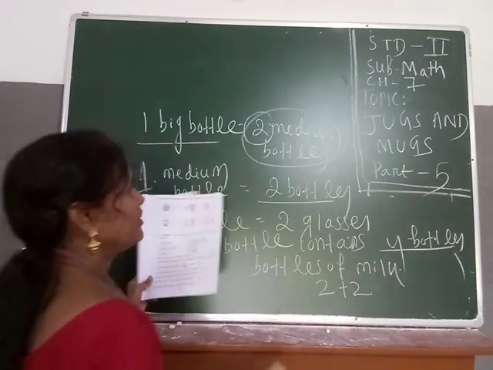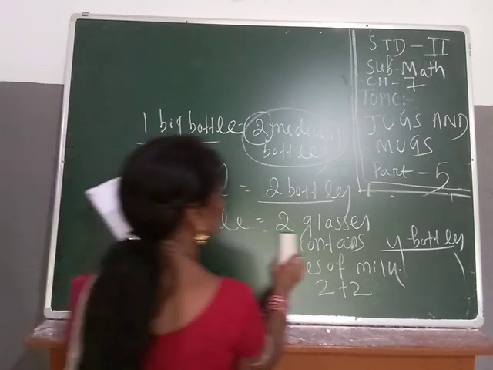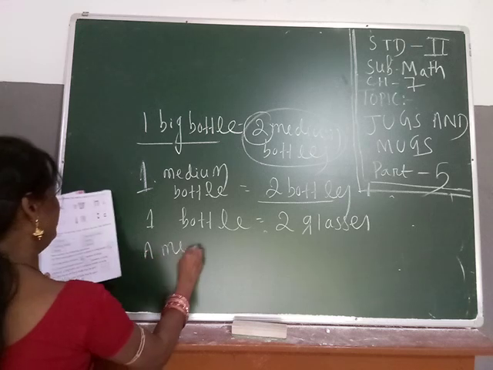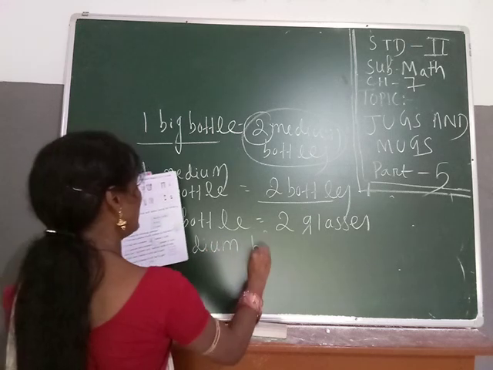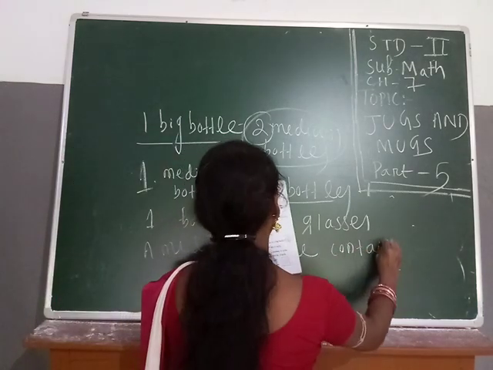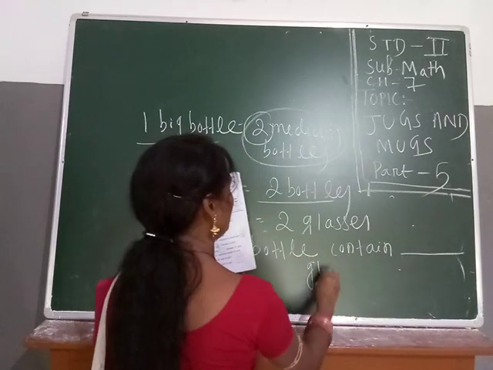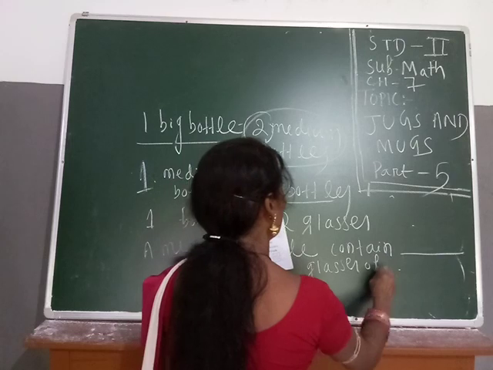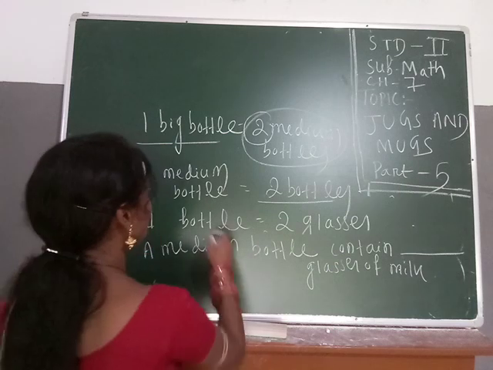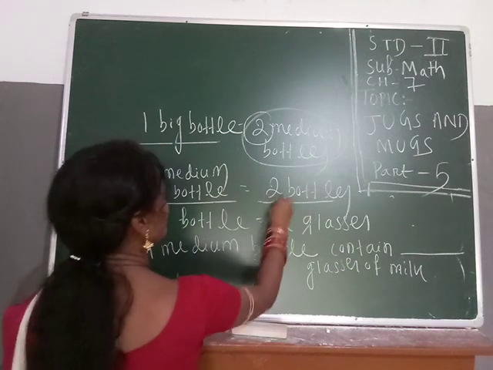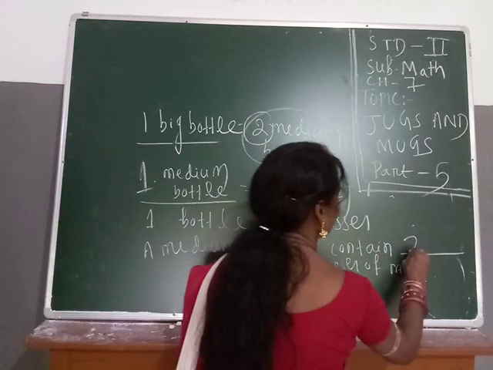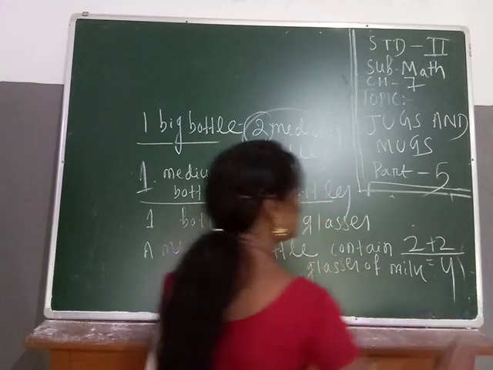Now we will come to our next question. A medium bottle contains dash glasses of milk. Students, here 1 medium bottle contains 2 bottles. Next, it is given 1 bottle contains how much? 2 glasses. So 2 plus 2, that is 4.